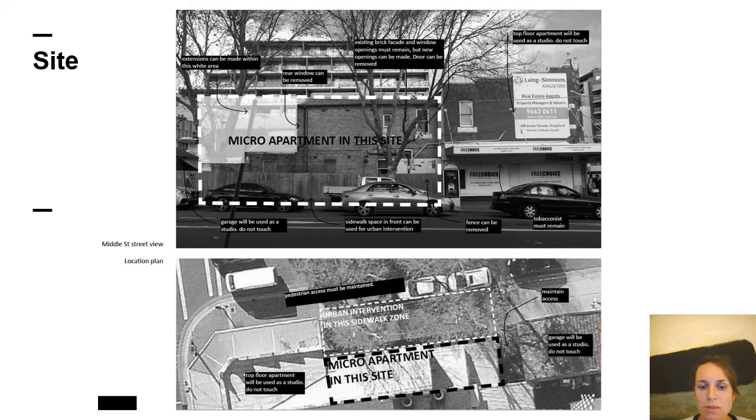If you look at the bottom drawing, this is a plan of the site. The area dashed in black is the existing building. The area dashed in white is the sidewalk space. This is where your urban intervention should occur.